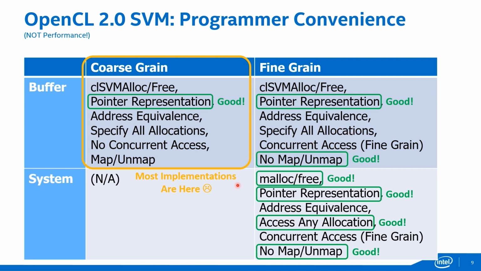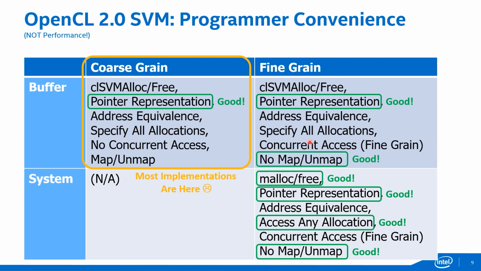And sadly, most of the implementations only implement the coarse-grain support, where there are a lot of things required from the application's perspective, like you need to do map and unmaps, you don't have concurrent access, and this way you don't have those benefits of other memory types.